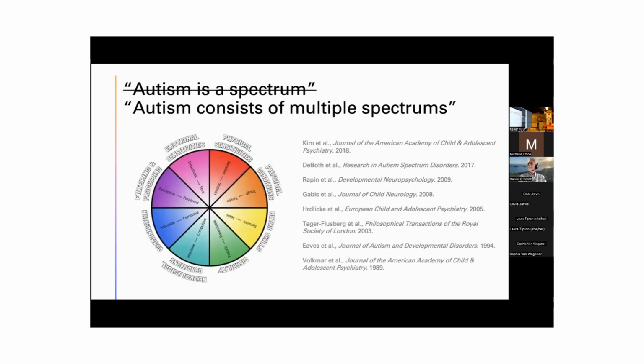And in fact, there's been a lot of literature to show that autism actually consists of multiple behavioral spectrums, a spectrum of emotional sensitivity, a spectrum of motor skills, a spectrum of social communication, and many other independent spectrums.